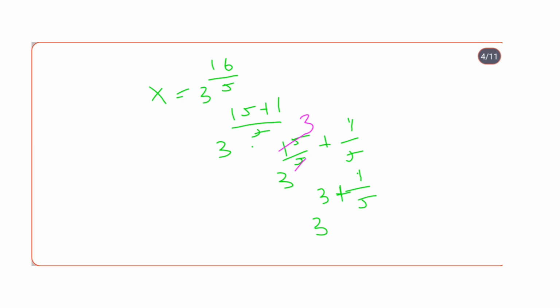We know one formula: a power m plus n is equal to a power m into a power n. This is in the form of a power m plus n, so we can write it as 3 power 3 into 3 power 1 by 5. 3 power 3 means 27, into 3 power 1 by 5.